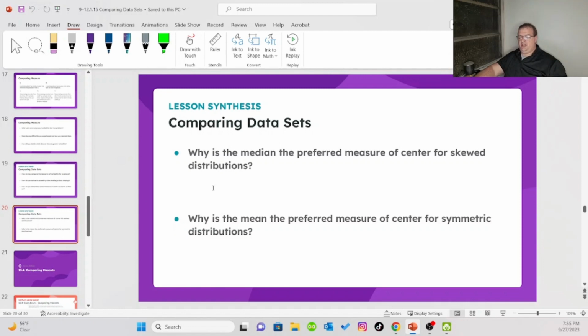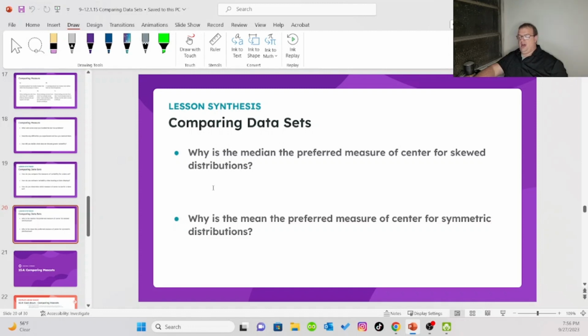Why is the median the preferred measure of center for skewed distributions? That's because if I have outliers, or values that are high or low, my mean gets pulled towards the tail. So the mean changes more by extreme values than the median does. So we don't want to use the mean if I have skewed data. It's going to get pulled toward the tail and make my numbers wrong.